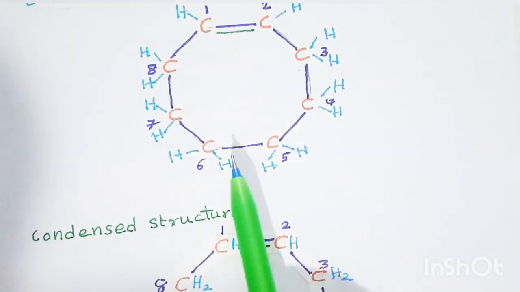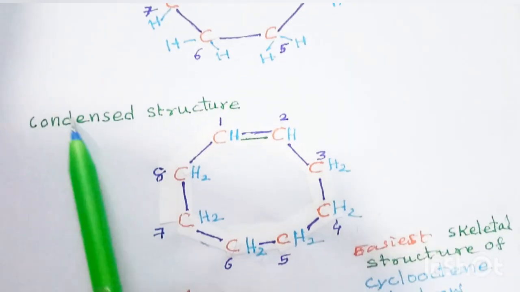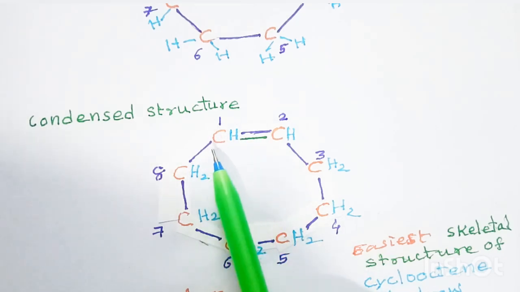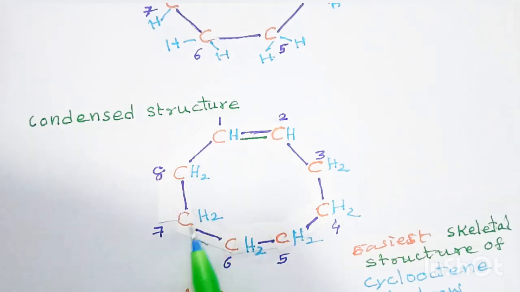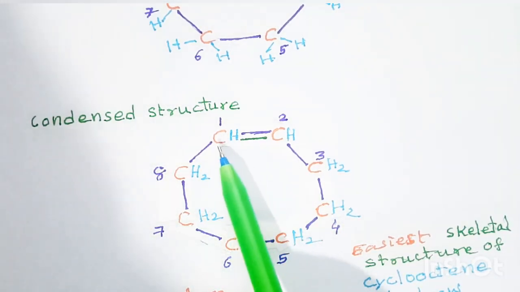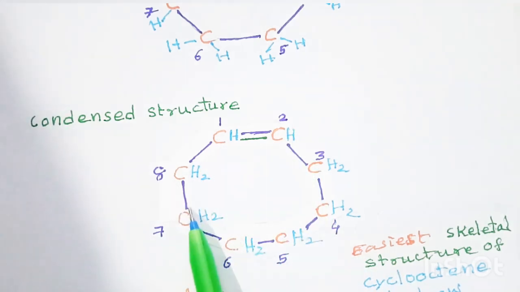Ene because it is having a double bond. Same thing can be written in condensed form. Here we do nothing. We draw a ring-like structure, an octane ring, octahedral or octahedron, and we draw 8 carbon atoms in the 8 corners of the octahedron.